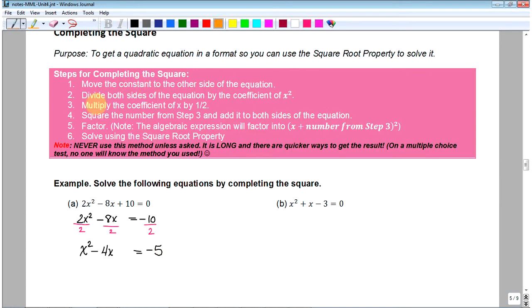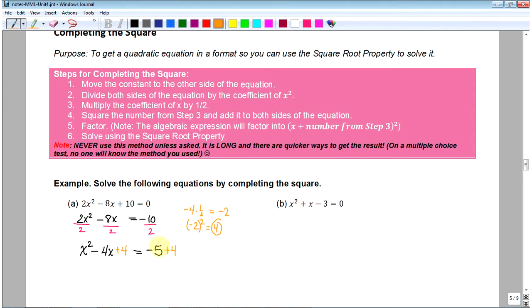Step 3, multiply the coefficient of x by 1/2. Negative 4 times 1/2 is negative 2. It's just saying that we're taking half of negative 4, which is negative 2. Step 4, we want to square this number, and we're going to add it to both sides of the equation. Negative 2 squared is equal to 4, so I need to add that number to both sides of the equation.